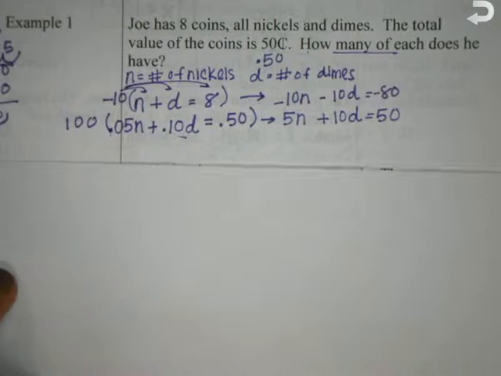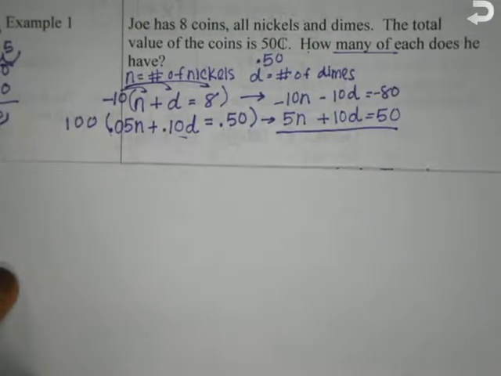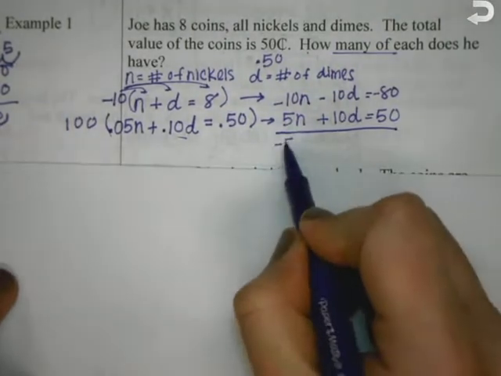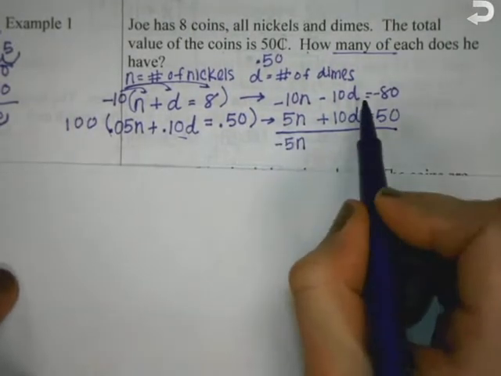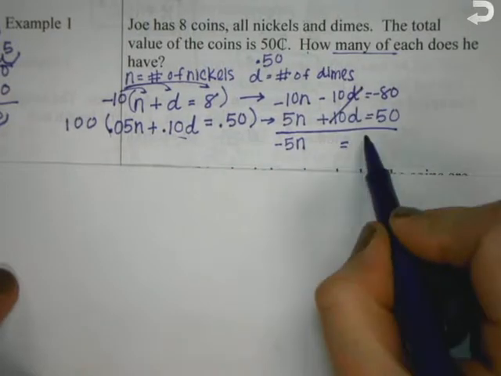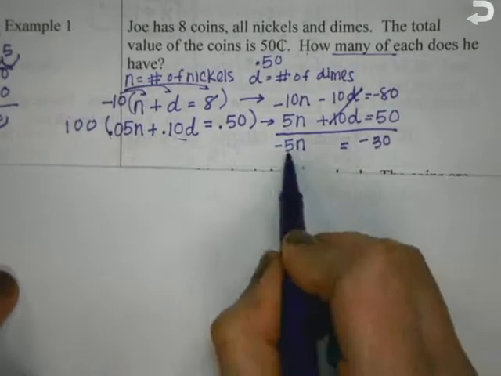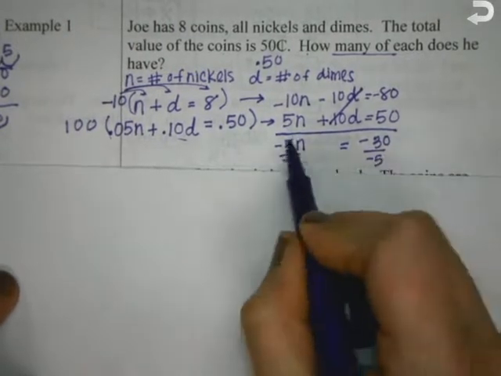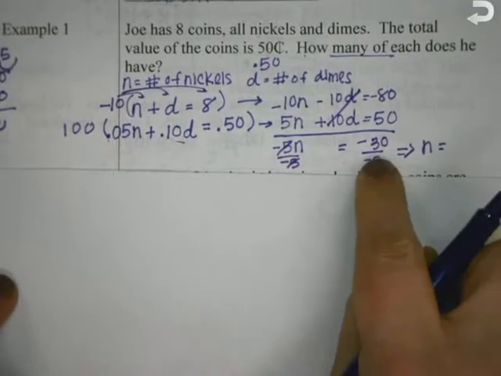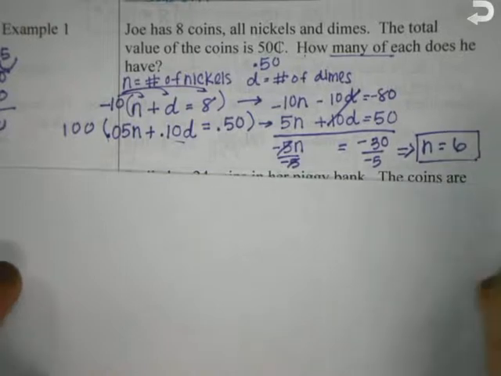This looks like something we can do, right? What's negative 10n plus 5n? Negative 5n. Negative 10d plus 10d cancels. Equals negative 30. Divide both sides by negative 5. Thank goodness it's going to come out positive because it should. N equals positive 6. So I had 6 nickels. This is not cents. This is not amount. It's just 6 nickels. Easy.